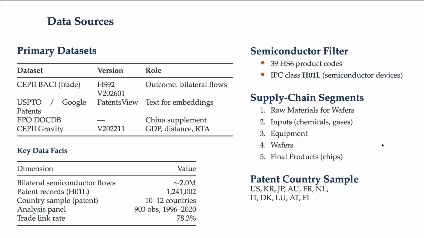So gravity model data is coming from the CEPII. One part is BACI, the other CEPII gravity. I need 2 different sets of CEPII datasets because one shows the GDP and the distance and some other variables, bilateral trade agreement, and whether 2 countries are neighboring each other or use the same languages. All those variables are included in CEPII gravity.